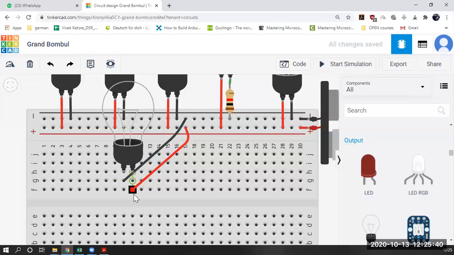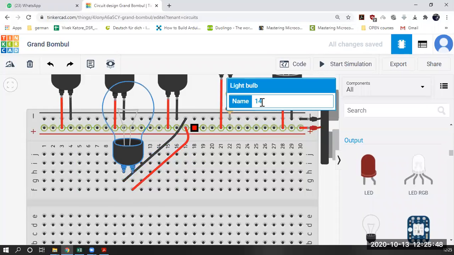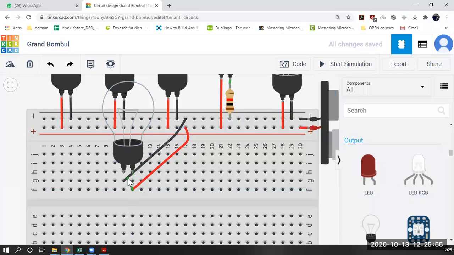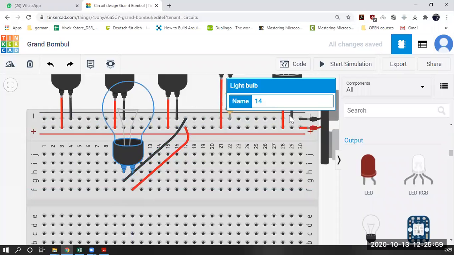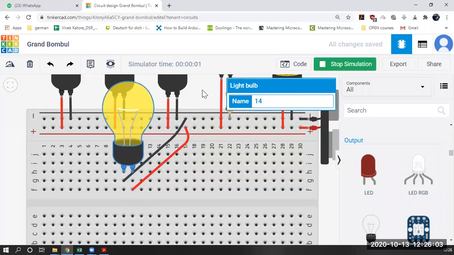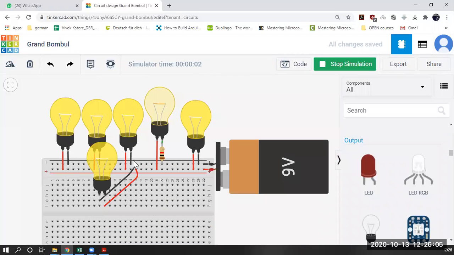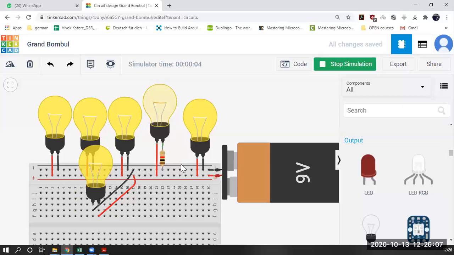So you can say this wire is connected on this line. That means this wire is connected to the bulb. The bulb name is 14, its number is 14. Then the red wire is connected to this part, right? So if I start the simulation, it will work, right? There is no problem.